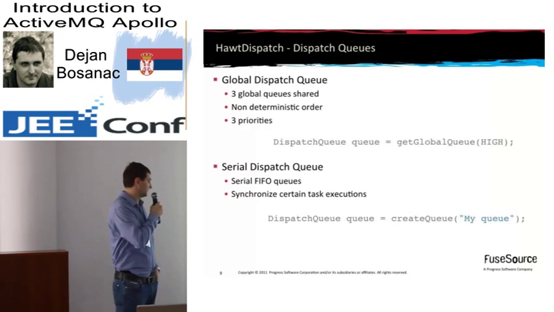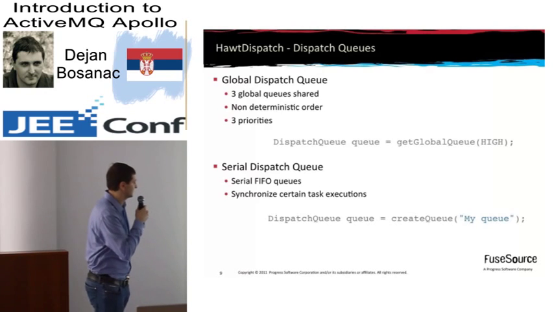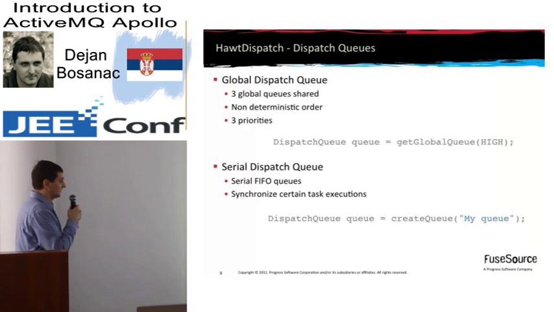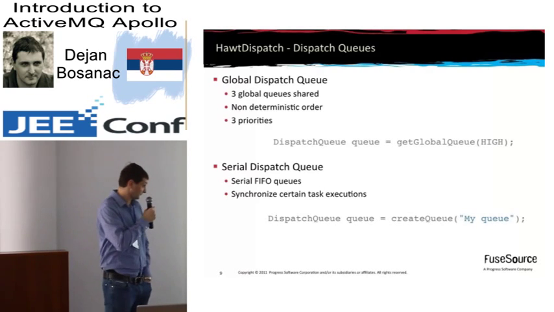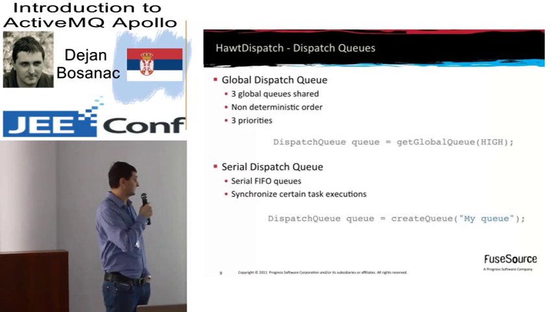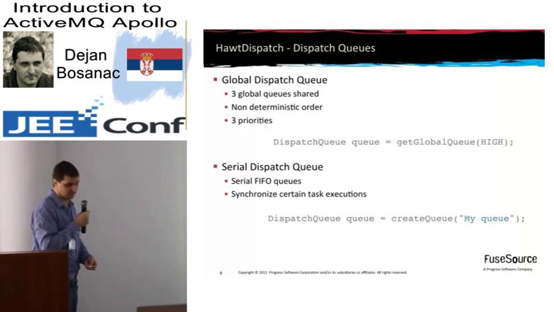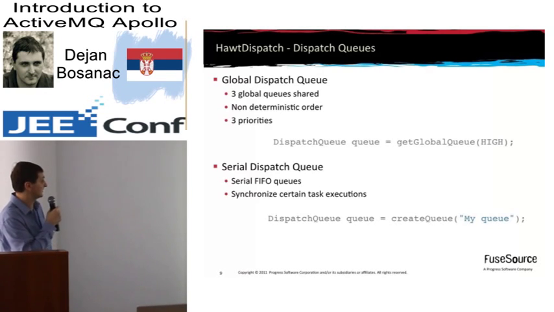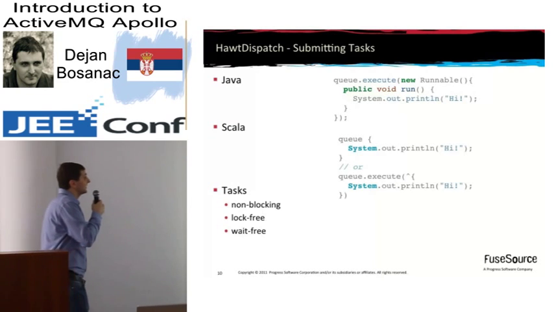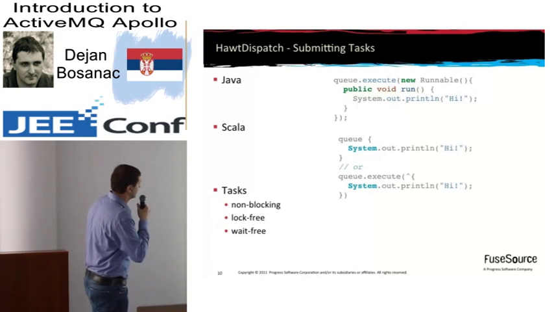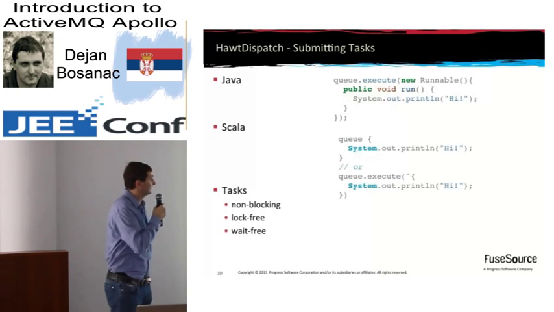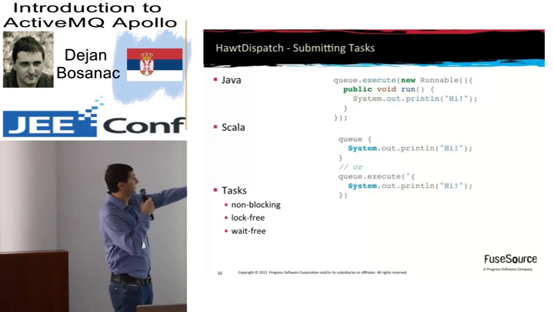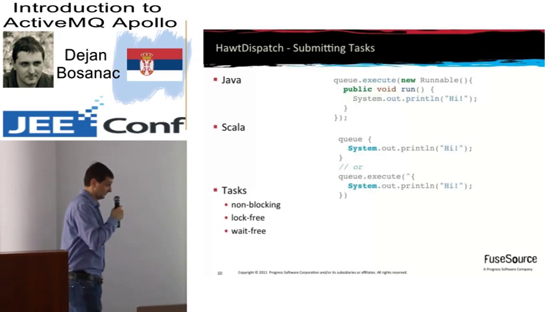If you want a serial execution for certain tasks, you can use a serial dispatch queue, which is like a first in, first out queue, and it will synchronize execution of the tasks provided. So the API is really, really simple. Basically what you need to do is get your queue from HawtDispatch and provide the runnable that you want to run in that queue.